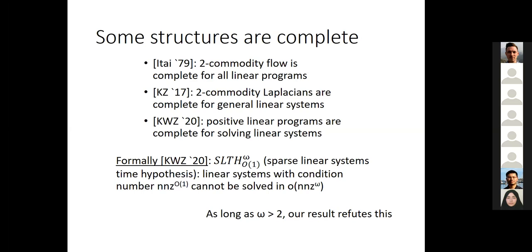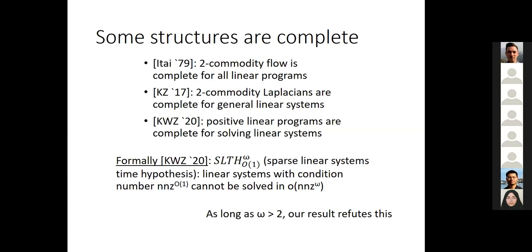Actually in these papers, the connection to omega was considered so tenuous that they did all their hardness based on SLTH with omega at order one. So can you get better than quadratic, so nnz squared? And in retrospect, this was a good call, in that our results essentially refute SLTH with omega at order one. So we refute that sparse linear systems require nnz to the omega.